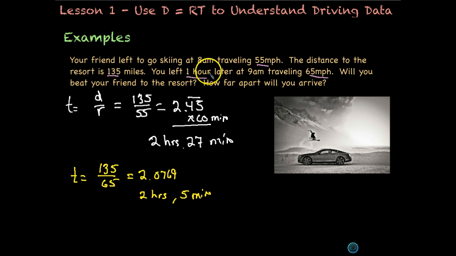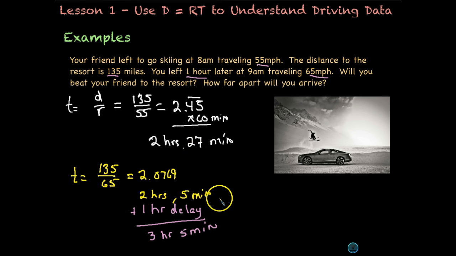Well, you left 1 hour later. So, did you beat your friend to the resort? Hopefully your answer is no, just by looking at it. But let's look at your total time. Your total time was 2 hours and 5 minutes plus the 1 hour delay. So you had a delay. That means, all things being equal, it would have taken you 3 hours and 5 minutes to get to the resort. If you subtract 2 hours and 27 minutes from 3 hours and 5 minutes, what is that difference?